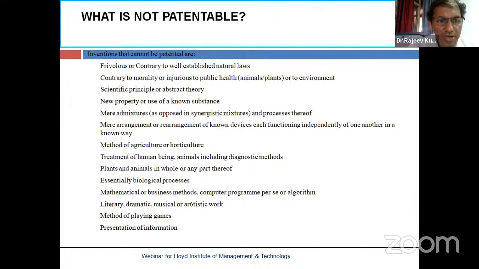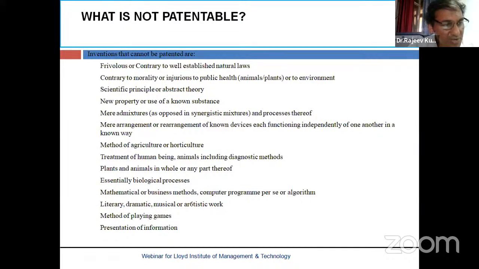So similarly, mere arrangement and rearrangement of known devices, each functioning independently of one another. So making a solar panel से आप आटे की चक्की चला रहे हो और आटे की चक्की से आटा बन रहा है, तो such kind of a thing, these are all independent known devices. आजकल फोन में you see there's a camera, there's an FM radio, and you can see many other features.